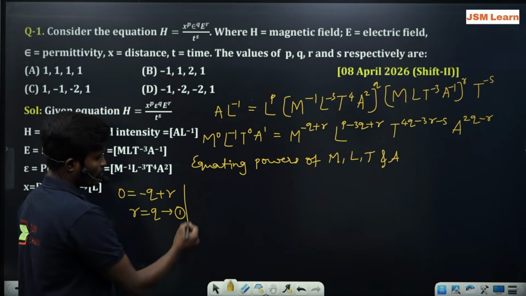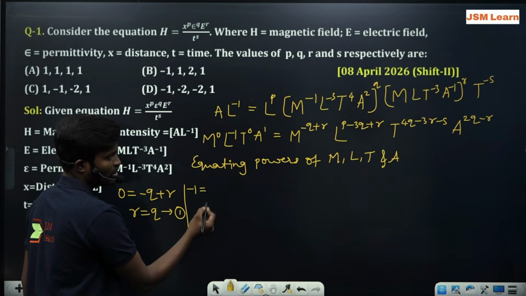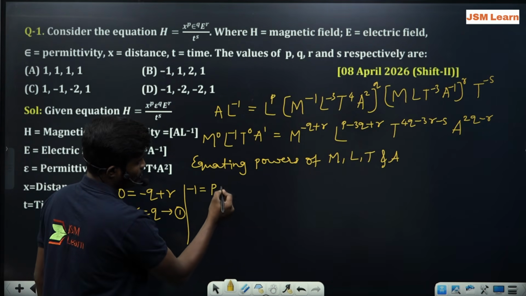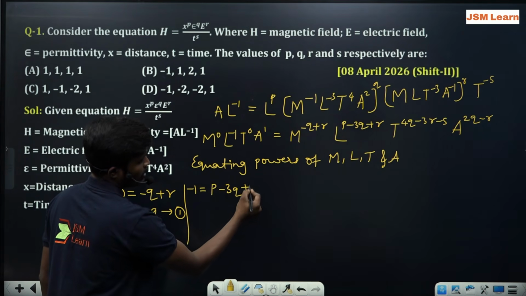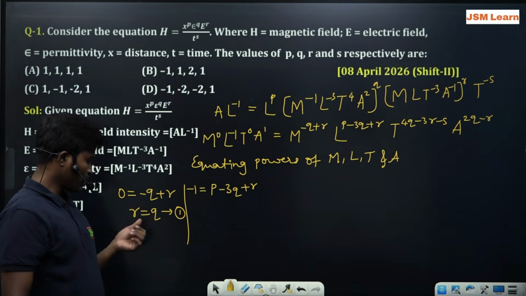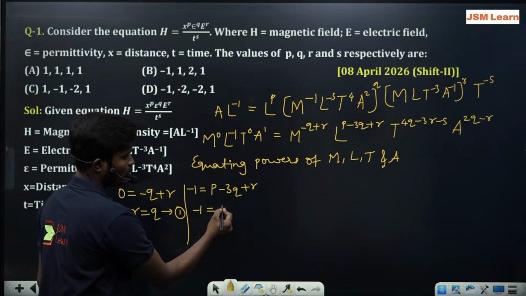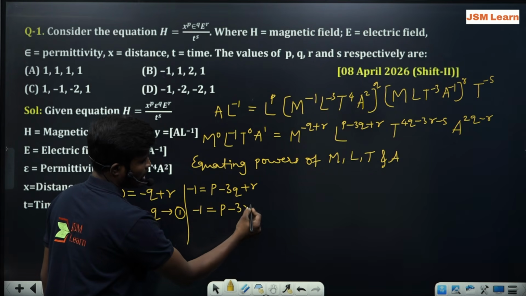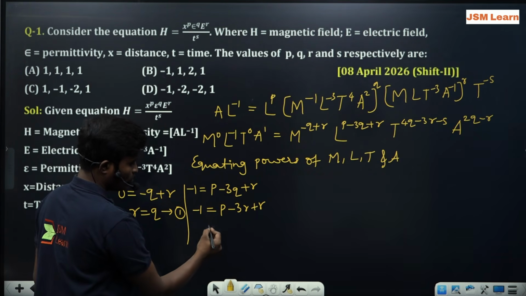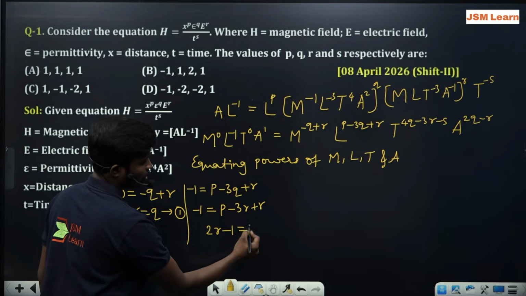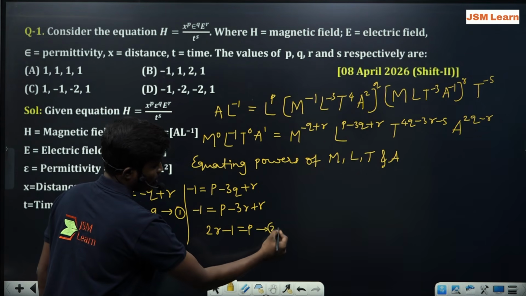And next, L power minus 1 on the LHS: minus 1 equals, on the RHS, p minus 3q plus r. From the first equation we have r equals q. Just substitute into this: minus 1 equals p minus 3r plus r. It will become 2r minus 1 equals p. Let it be equation number 2.